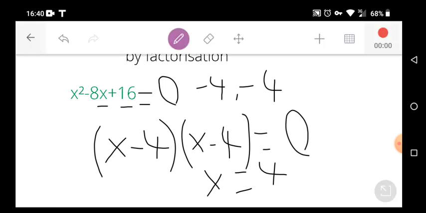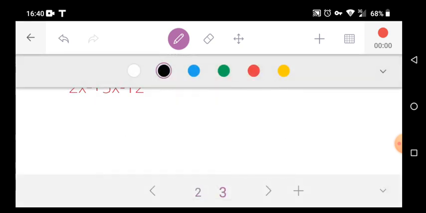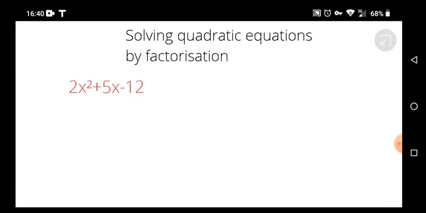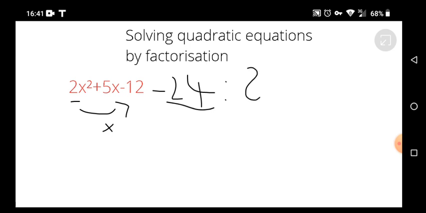And finally, for the last example, we have a number in front of the x squared, so we're going to have to do things differently here. We have 2x squared, okay? So what we're going to do is draw an arrow here, and multiply that by the constant, and we'll get minus 24. Bearing in mind the minus is important. Now we treat this as our constant, and we list factors of that which add up to positive 5. In this case, 8 and minus 3 work. 8 take 3 is 5.